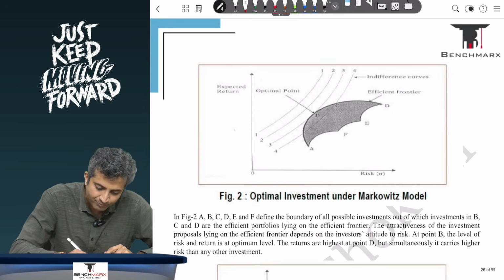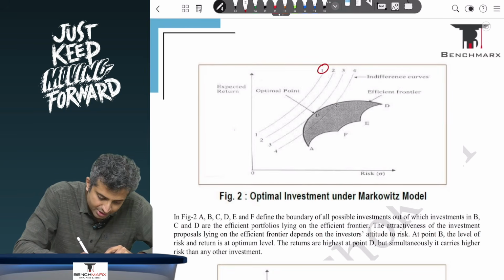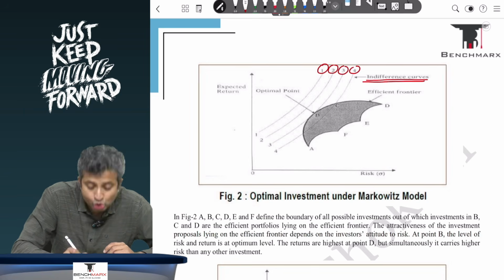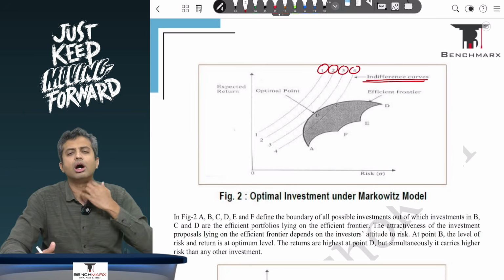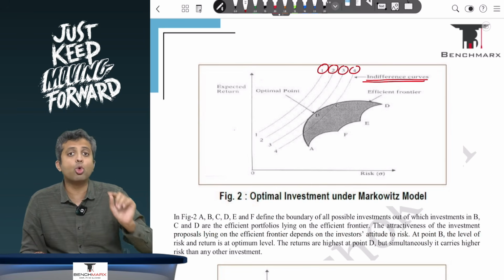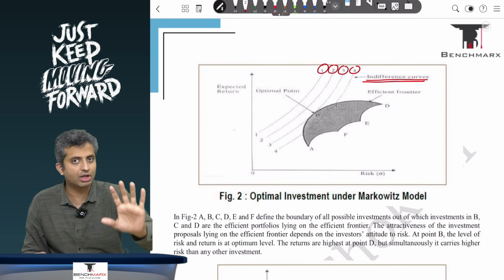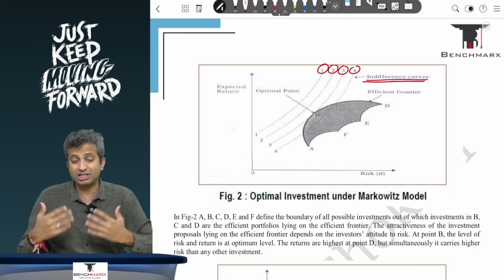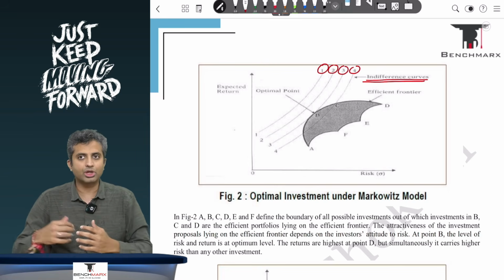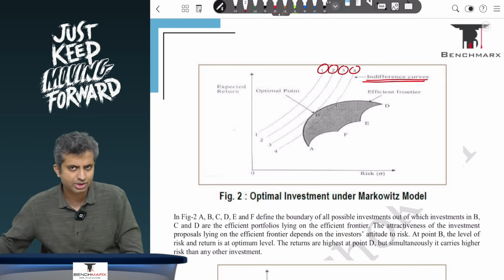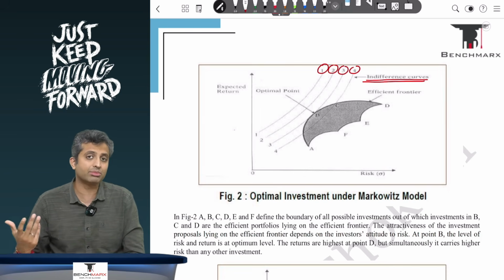If you are aware, there are these indifference curves 1, 2, 3, 4. These show the utility for a particular investor. So we will say that there is no one optimal portfolio for everyone out there in the market. There may be some people who are very risk seeking, like these venture capital, private equity guys. They are okay taking a much higher risk, but they are betting on a possible much higher return.